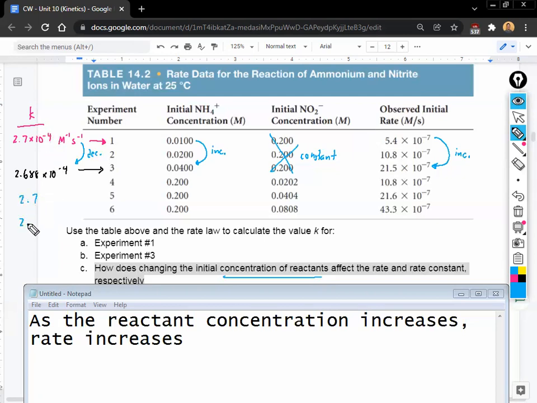What's bigger, 2.7 or 2.688? Yeah, 2.7 is bigger than 2.688.